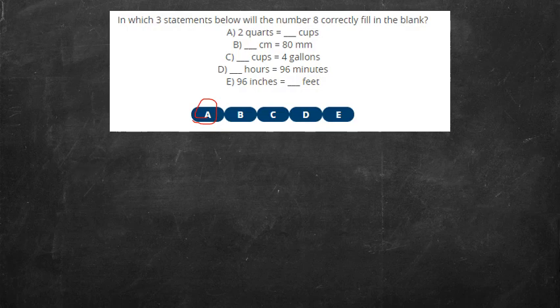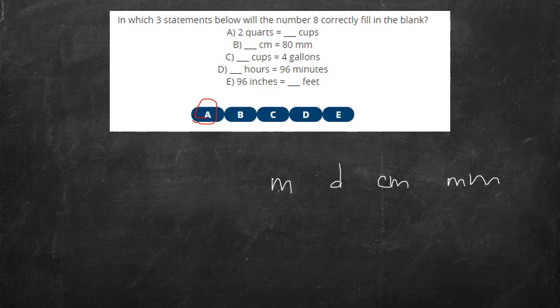Okay? Let's look at B. B says blank centimeters equals 80 millimeters. So I know if I make a conversion chart, I'm looking at centimeters and millimeters. I can start my meters in the middle. And then if I go to the right, I have decimeters, then I have centimeters, and then I have millimeters. I'm going to the right.